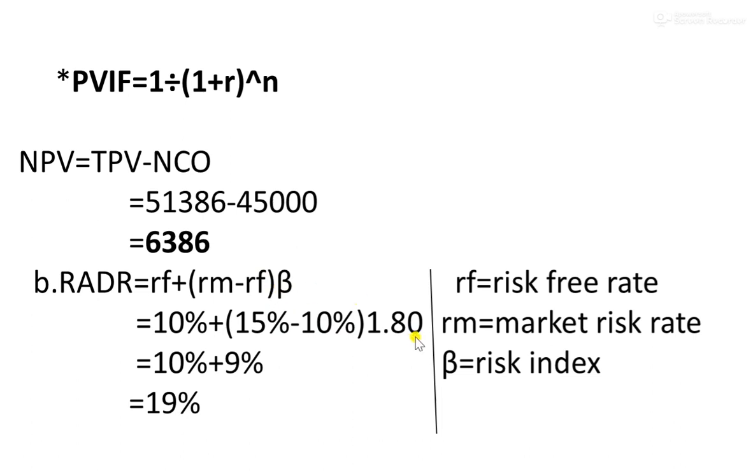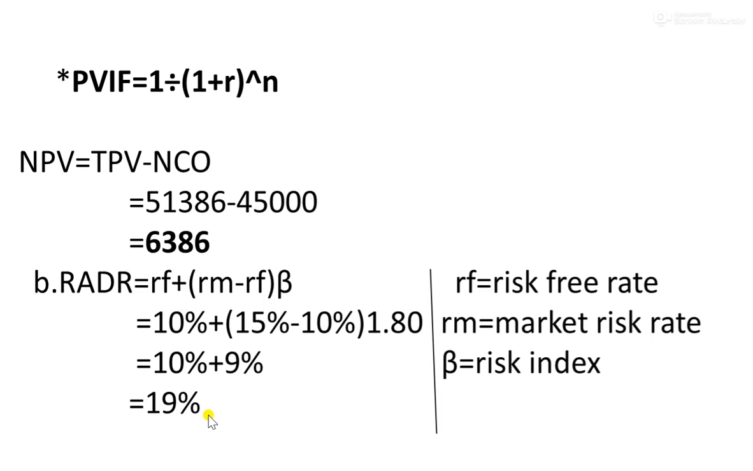10%, and then the beta index for project X is 1.80. We calculate here for one project only, for X. Then we finally find 19%. This is the RADR, risk adjusted discount rate. Dear students, this is option B, RADR. If you have any question, please comment or share with me.